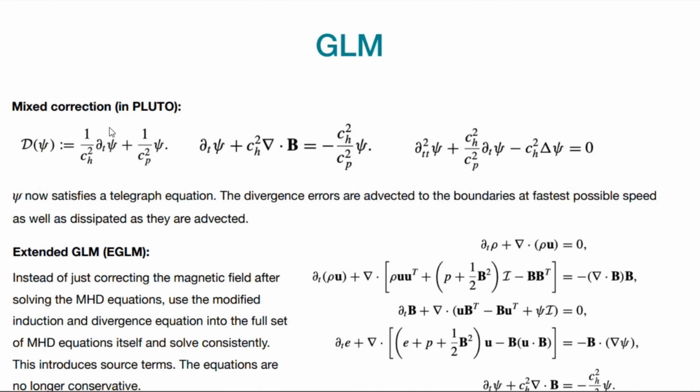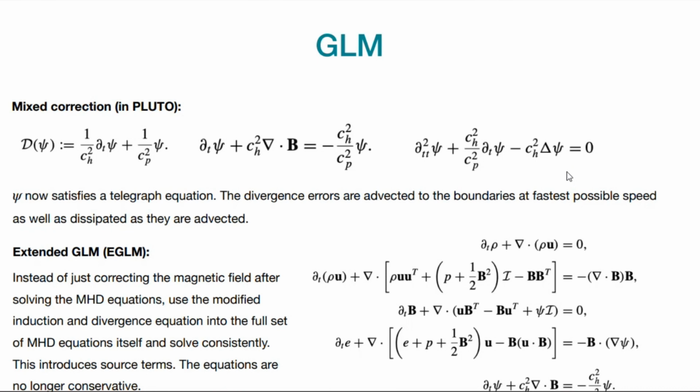So what Pluto does, and this is not just Pluto, what is also suggested and Pluto implements as well, is a mix of the two schemes, the parabolic and the hyperbolic scheme. If you do that, you write out this equation, you will get an equation like this. This is called the telegraph equation. Has anybody heard of it? Telegraph equation? You can also Wikipedia and look it up.